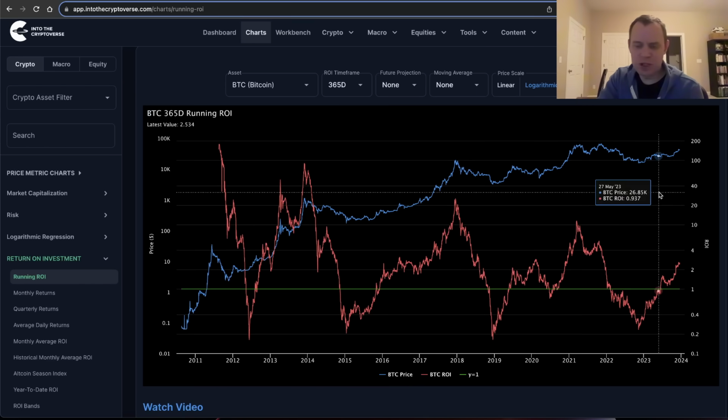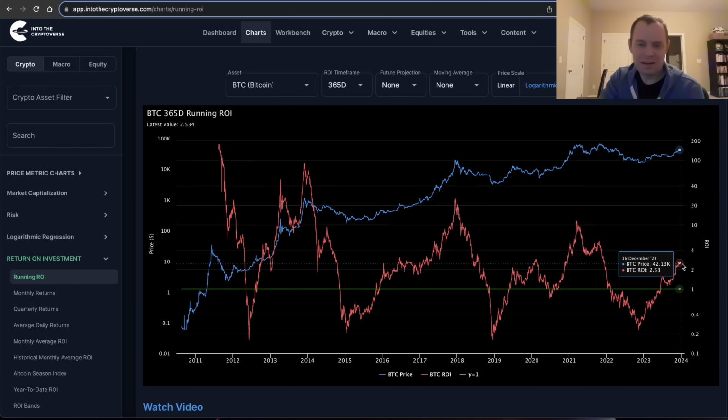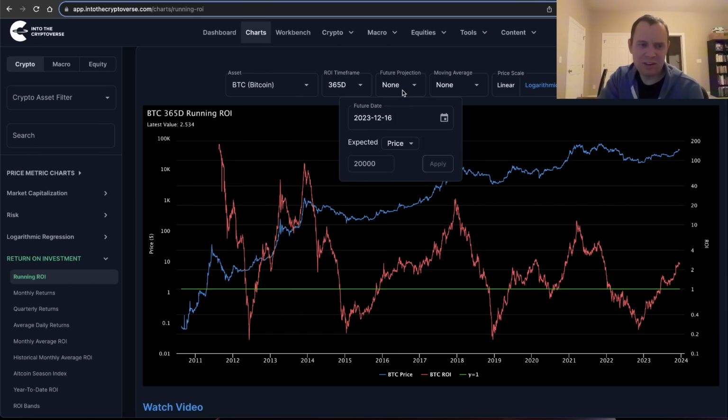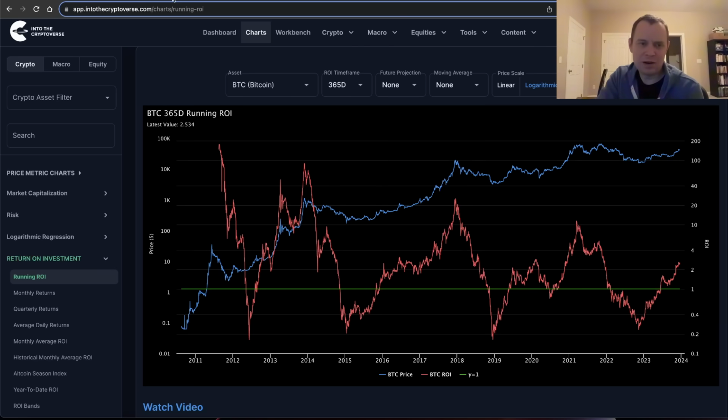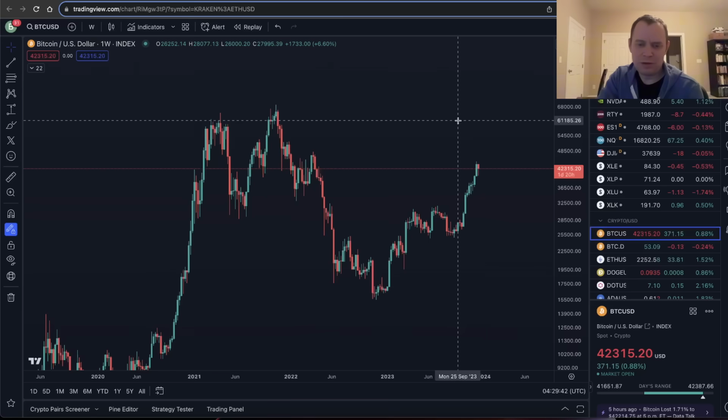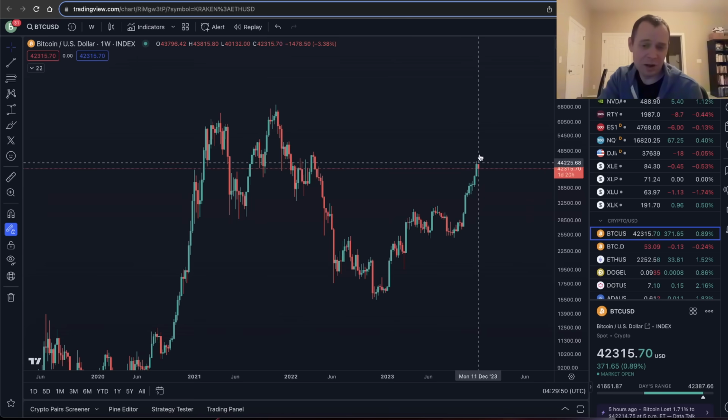But we can project out what it would take, and by when, to get it up to around 3x. It's really hard to know where to project to. Bitcoin has already made it to 44k or 44.5k. To be completely honest, I have no idea exactly how high it's going to go before it gets a larger pullback.